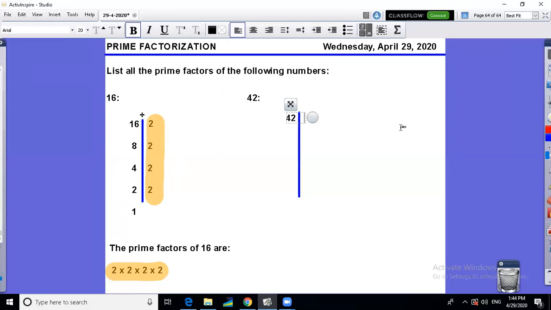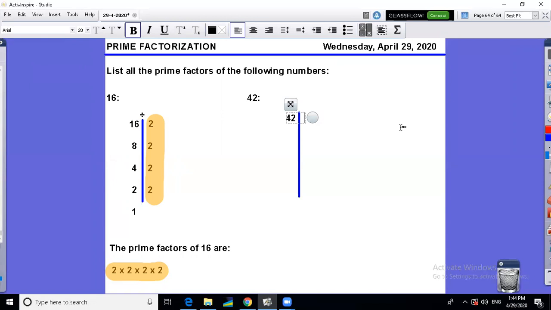Someone else might say, mister, I'm not going to divide it by 2. I'm going to divide it by 7. 42 is in the 7 times table, and 7 is a prime number. Well, your answer is going to be right too, because both of you are dividing by a prime number.